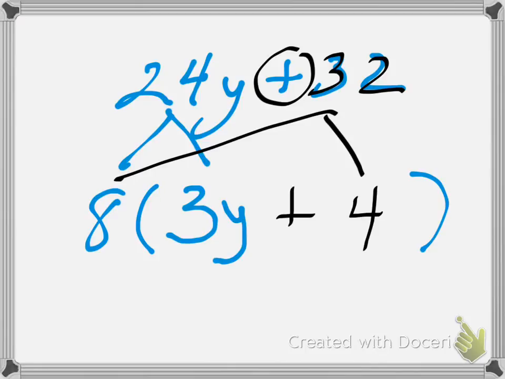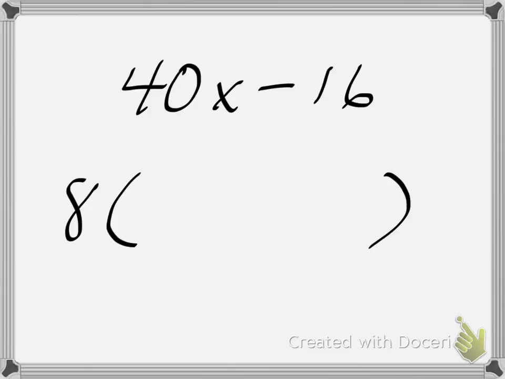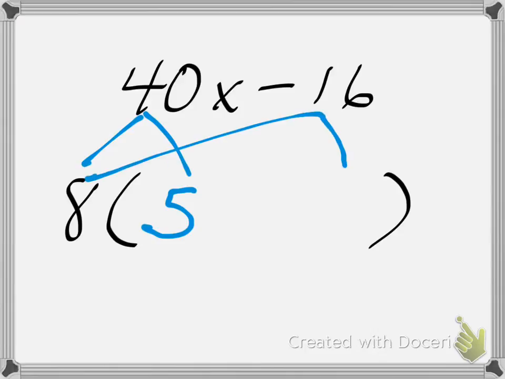So it's a factor that has a variable in it. It's going to have two parts since our problem had two parts. Let's do another one. 4x minus 16. Once again, we're going to use one of the factors. It's 8 again. So we're going to put 8 out here, and then everything else is going to go inside. So 40 is 8 times 5, and 16 is 8 times 2, and then our x and our minus just fall into place. So we're going to take 8 out of each one.